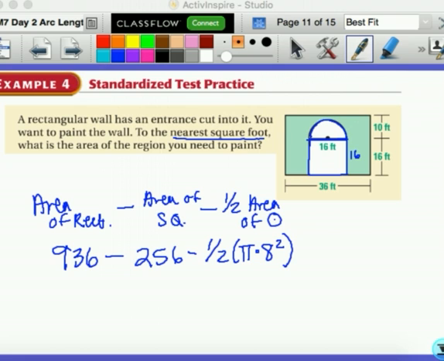Since this says I can round to the nearest square foot, I can now type every bit of that into my calculator. 936 minus 256 minus half of pi times 8 squared. Again, be sure to use the pi button here. And we've got approximately 579 square feet that we need to paint.